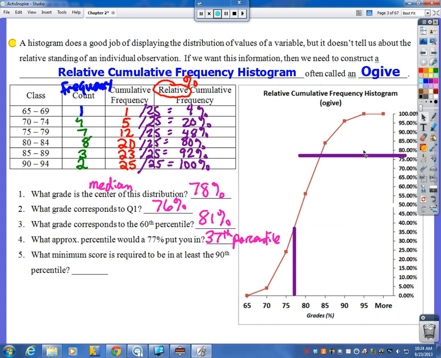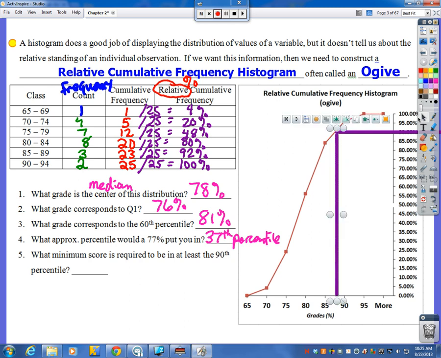Well, the 90th percentile would be right there. We'll just butt it up right there. And now let's drop straight down to our scores. So it says, what is the minimum score? Well, this looks like it's at, what, maybe 88? So I would need to get at least an 88% on my test to be considered at least in the 90th percentile. So an 88% or more, I'm going to be in the 90th up to 100th percentile.